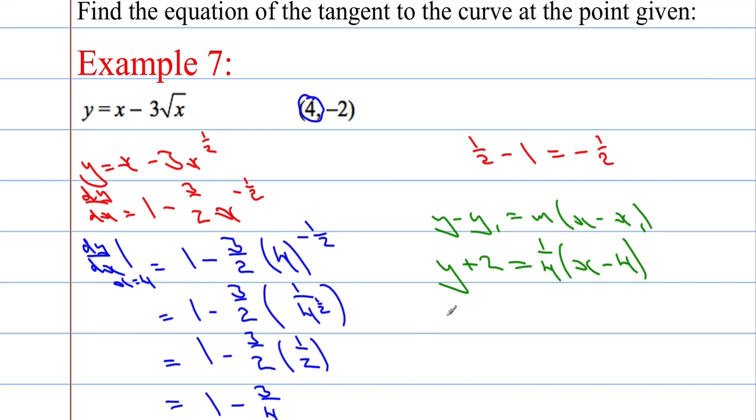And now let's tidy this up. Y plus 2 equals a quarter x subtract 1. So y equals, subtracting 2 from both sides, a quarter x subtract 3. And that's the equation of the tangent to the curve at the point given.